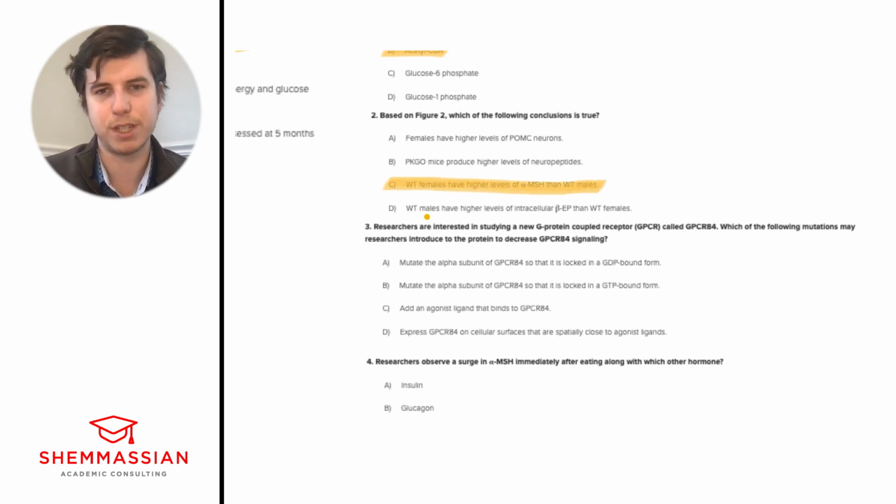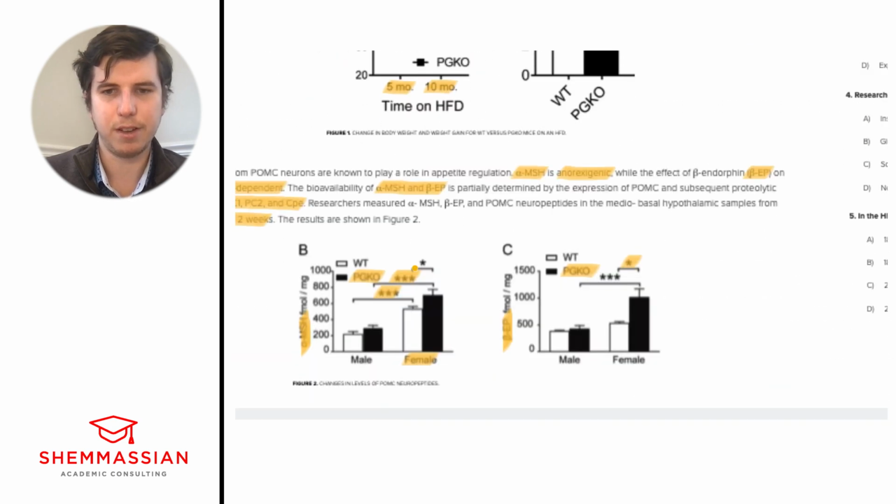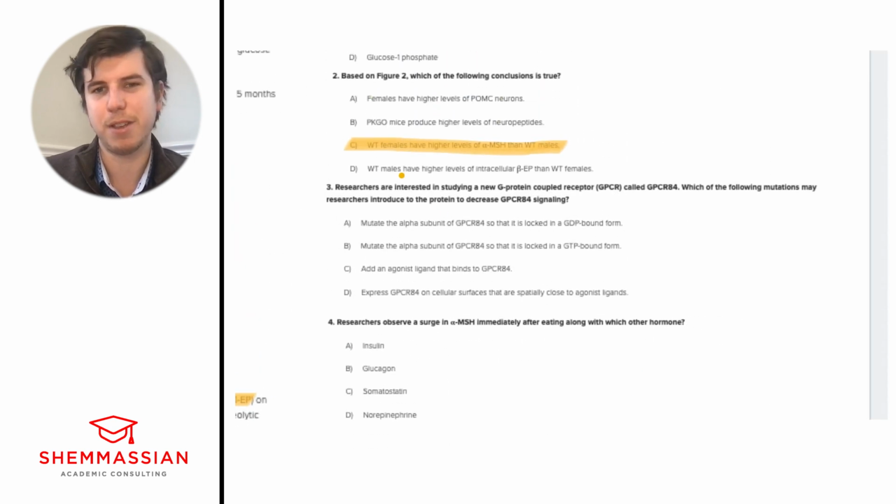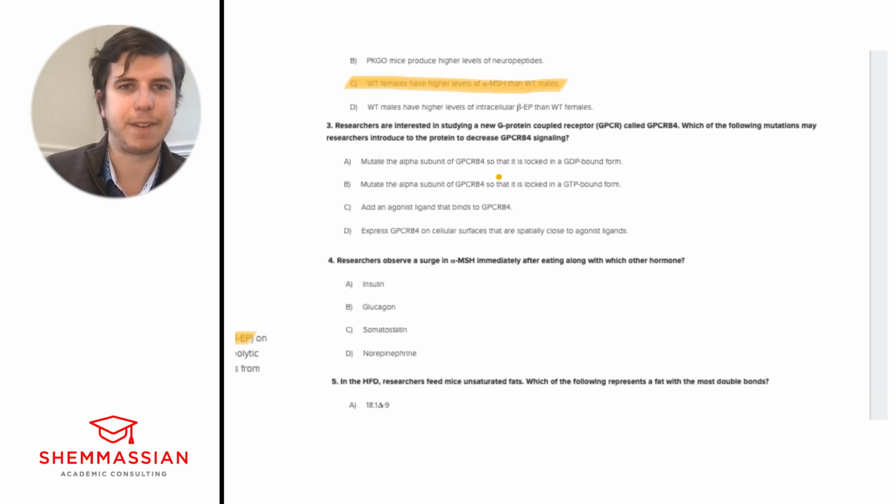Let's just disprove D here, make sure it's not true. Wild type males have higher levels of intracellular beta EP than wild-type females, right? So we're going to look at the second graph, we're going to look at beta EP, and compare wild-type males versus wild-type females. All right, let's look at this here. Wild-type males have lower, right? And also there seems to be no difference, right? There's no asterisk between the wild-type on the beta EP. So no difference, no asterisk at all. And even if it was, the females are a little bit higher, but not significantly higher. So even if the statement was flipped, it would still be false. All right, so cool. Now one's C.